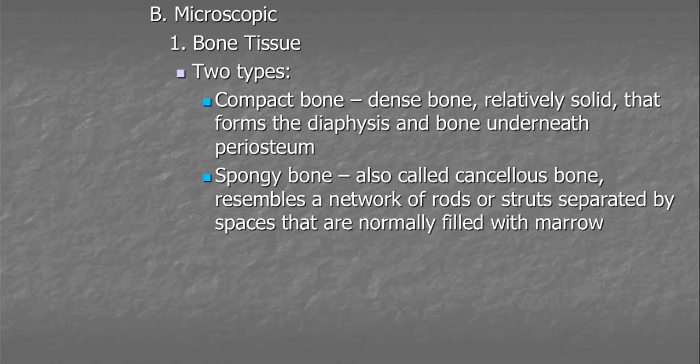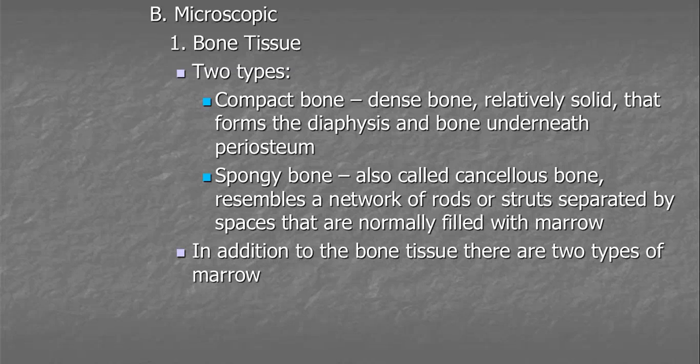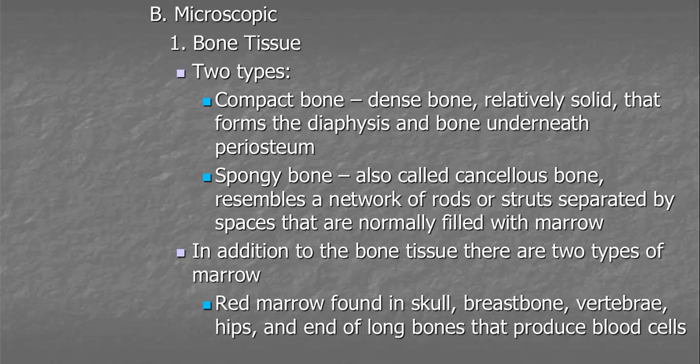Then you also have spongy bone. Spongy bone, another name is cancellous bone, forms a network of what are called rods and struts, but really and truly their real name is trabeculae. And they have spaces between the trabeculae that are normally filled with marrow, either red or yellow. Remember, red marrow is typically found in the skull, breastbone, vertebrae, hips, and ends of long bones. Its job is to produce red blood cells.